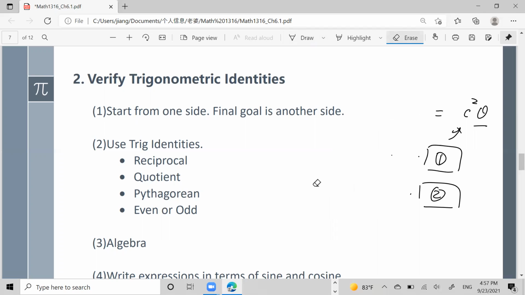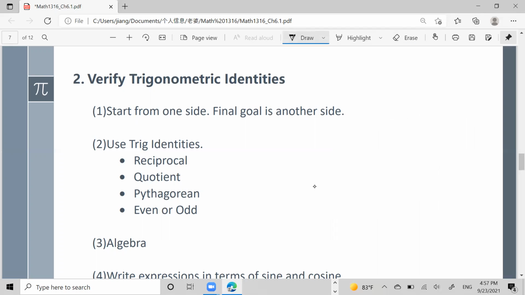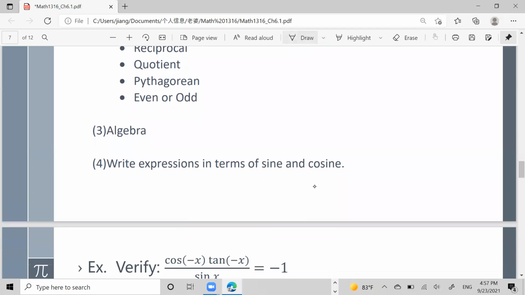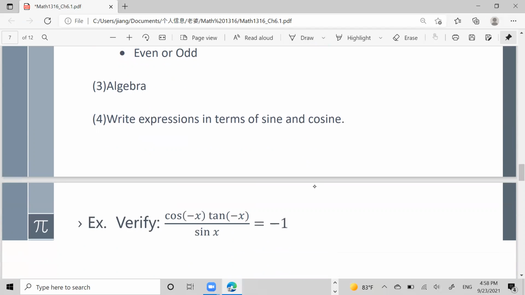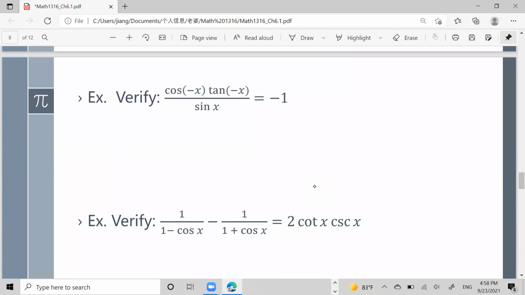Let's see what you can use. You can use trig identities like reciprocals, quotient rules, the Pythagorean theorem, and even or odd identities. That's the table we mentioned at the beginning of this video. You can also use algebra and write the expression in terms of sine and cosine. That's the idea: we simplify the trig expressions. Let's see the next one. Verify this one.